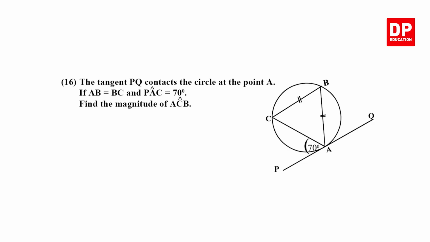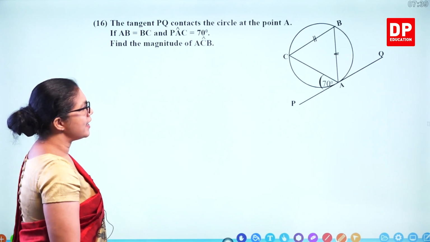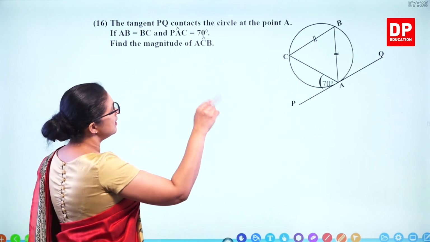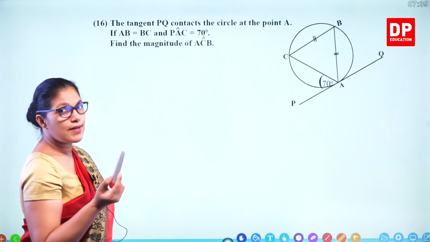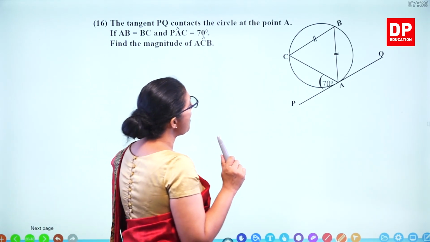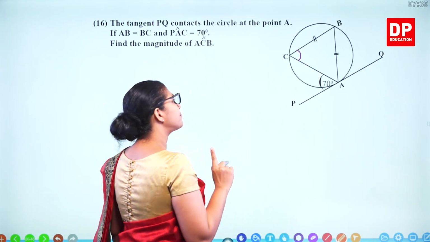Question number 16. The tangent PQ contacts the circle at the point A. If AB equals BC and angle PAC is given as 70, find the magnitude of angle ACB. We need this angle.